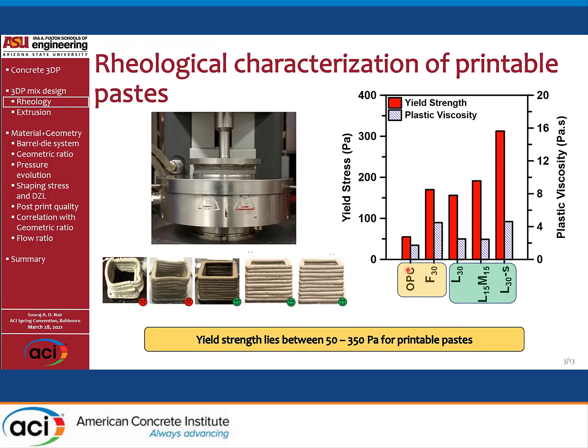But we just want to see how the properties that we're going to discuss later differ across these 2 regimes of mixes. Generally, we have identified yield stress in the range of 50 to 350 pascals, and research shows that we need at least 150 pascals of yield stress for these mixes.